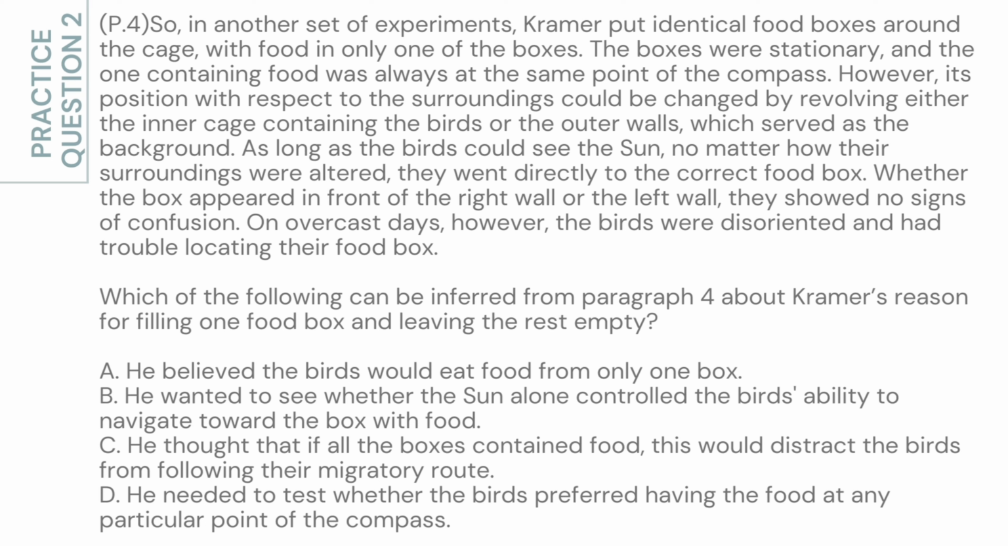Okay, what did you get? The correct answer is B. He wanted to see whether the sun alone controlled the bird's ability to navigate toward the box with food. Okay, remember we're looking for what we can infer about Kramer's reason for filling one food box and leaving the rest empty. This is an experiment, and it's good if you can visualize what he did. He put food in a box, and then in similar identical boxes he left them empty, and the boxes are stationary, but the background is moving. So he wanted to see if they could find the food box, and they could, as long as they could see the sun.